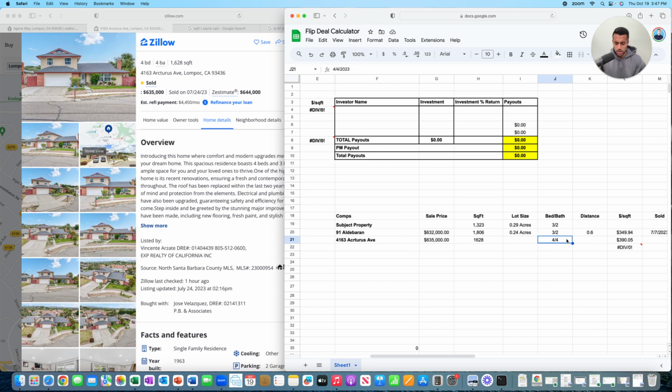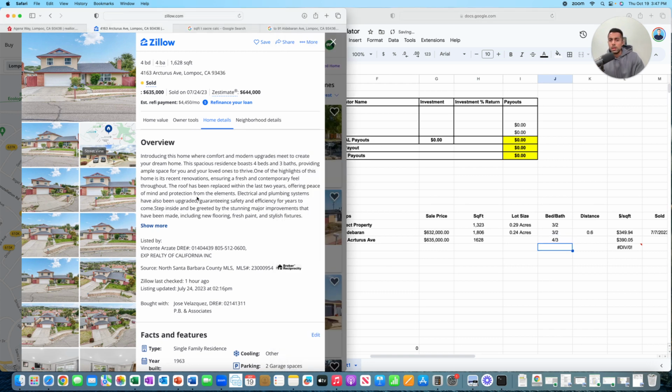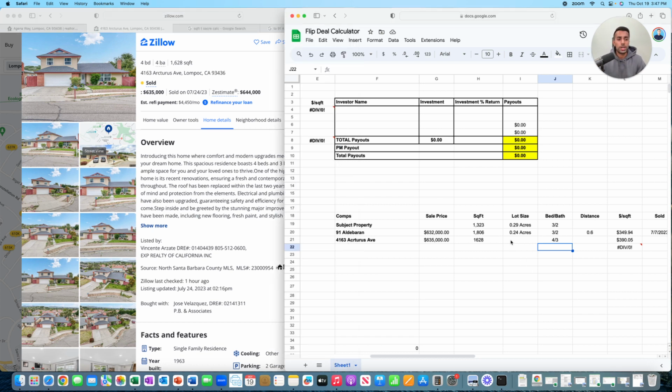Why is this doing a date? That's weird. Roof has been replaced. Electrical and plumbing systems also upgraded. So these are all like high premiums. You know, you're not going to have to worry about this for 30 or 40 years now. And you have new flooring, paint. And so I would consider this a good rehab. This is going to be a great comp to go off of.